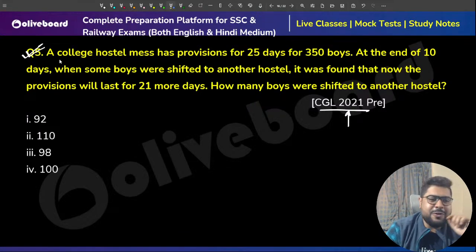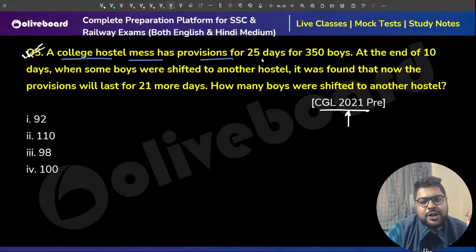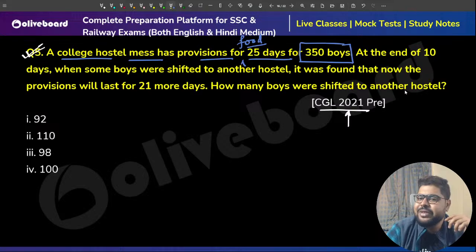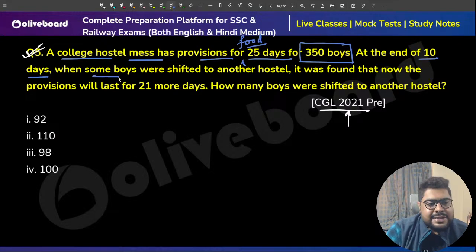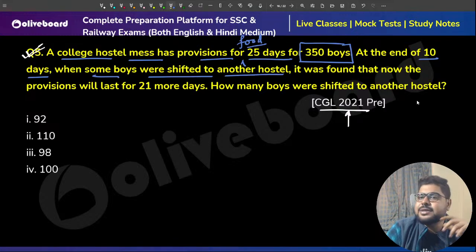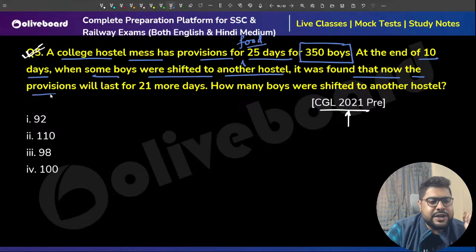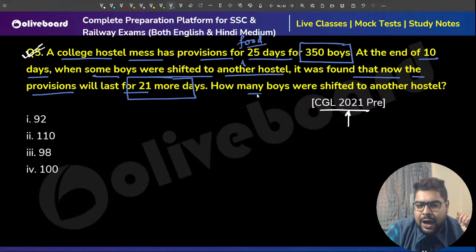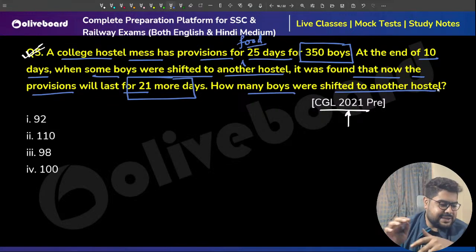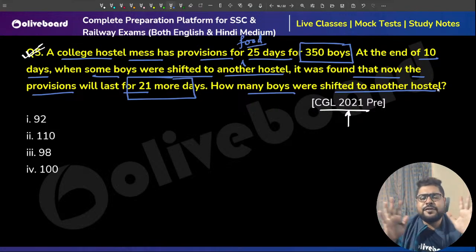So let's move on. A college hostel mess has provisions for 25 days. Provision for food for 25 days for 350 boys. At the end of 10 days, when some boys were shifted to another hostel, it was found that now the provisions will last for 21 more days. How many boys were shifted to another hostel?